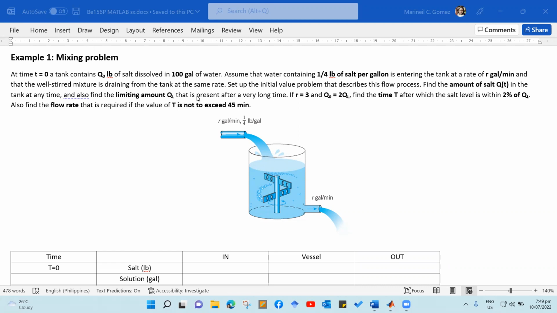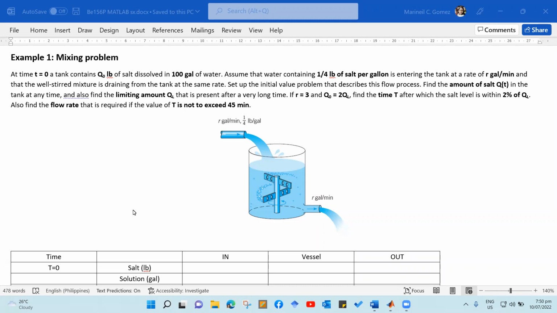Sorry, that's L. That is present for a very long time. And if r is equal to 3 and Q sub 0 is equal to 2 Q sub L, find the time T after which the salt level is within 2% of Q sub L. Also, find the flow rate that is required if the value of T is not to exceed 45 minutes. So it actually has many cases in this type of problem. Let's look at these statements or the cases one by one.